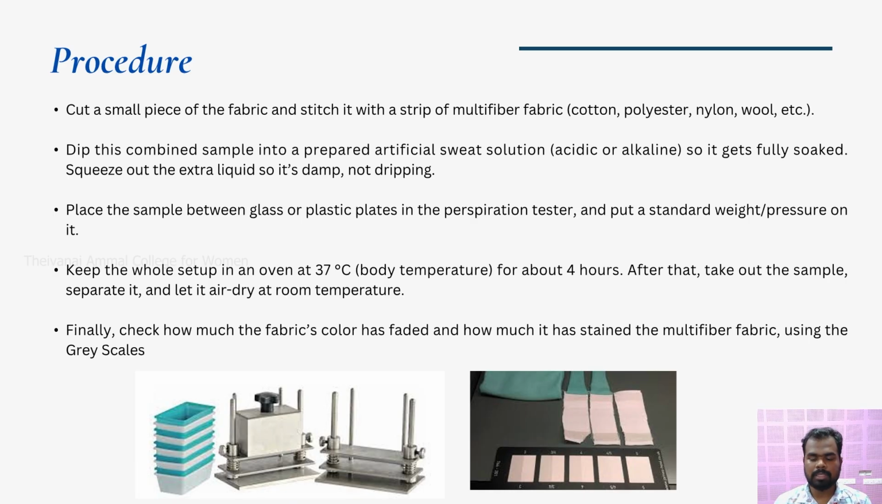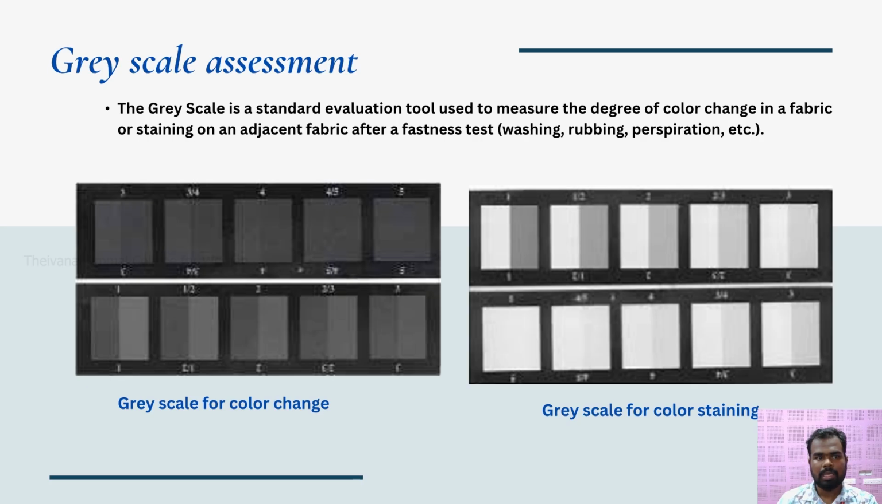After that the fabric specimen will be set for 4 hours. Then the sample specimen goes into the hot air oven at 37 degrees Celsius to replicate your body temperature for about 4 hours. After that the sample will be separated from the perspiration tester, squeezed and dried at room temperature. Finally the grayscale will be used for analysis of the stain on the multifiber and the change in the dyed sample. So at last we come to the grayscale assessment.